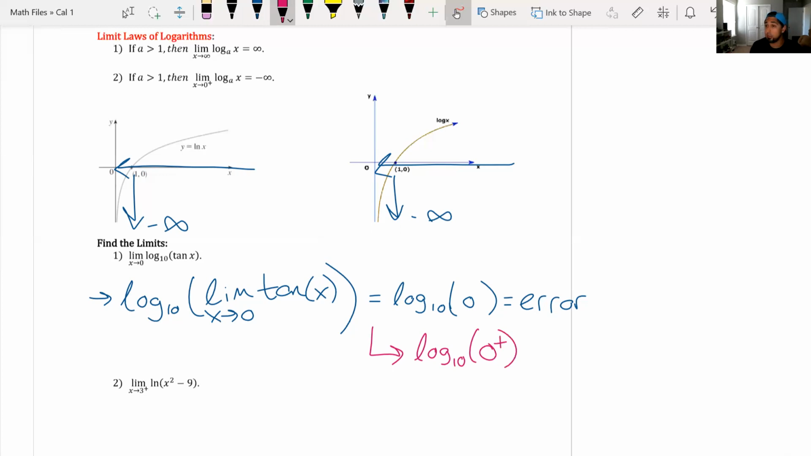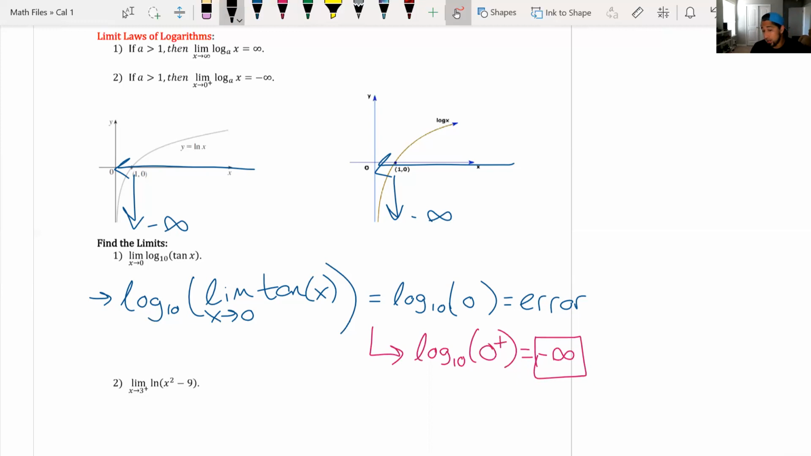And again, looking at the graphs above, if we approach 0 from the right, where is this log headed? And this log is headed towards negative infinity. That's it. That's all we have to do. If you don't believe me, get out your calculator. I'm trying to avoid a calculator though. All right.